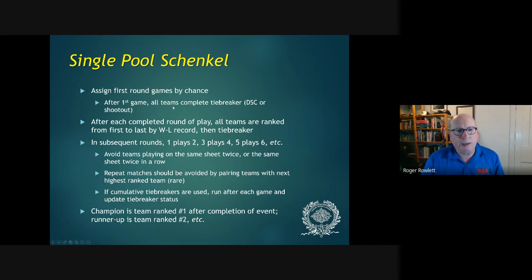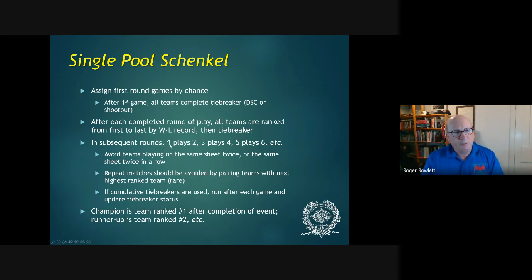So after the first game, then all teams have either won or lost their game, and all teams have completed their tiebreaker. So whatever that is going to be. And then after that round is completed, all teams are ranked first by their win-loss record, then by their tiebreaker. And you just rank them from 1 to whatever. Okay, however many teams you have.